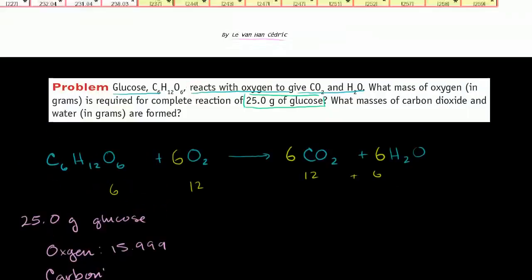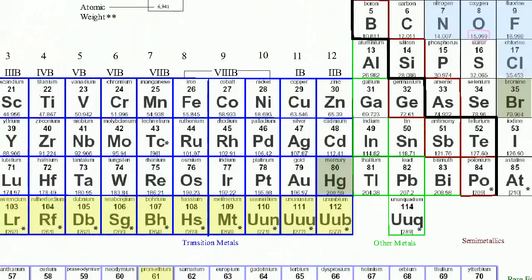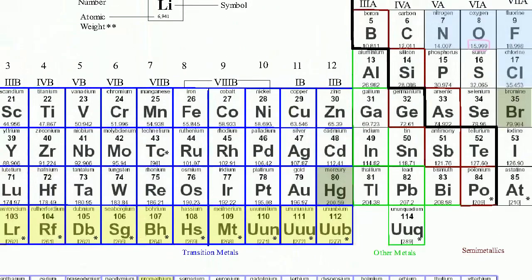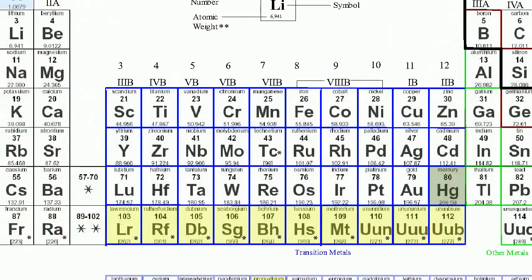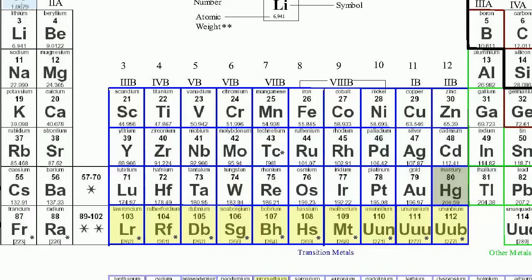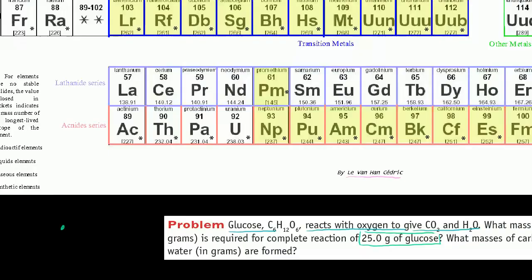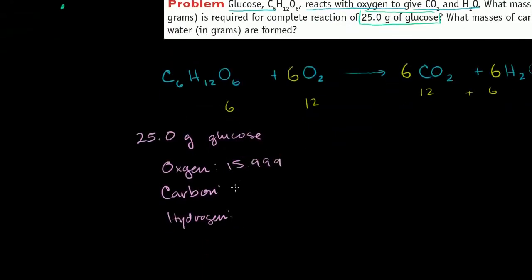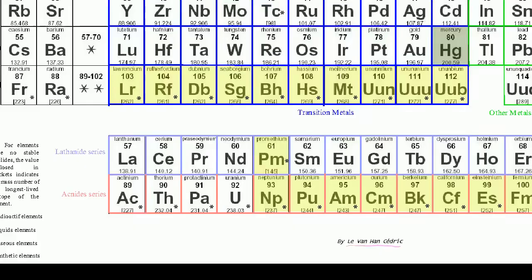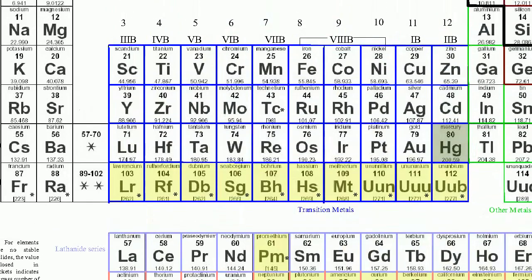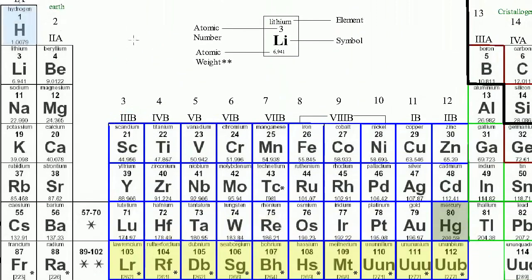Let's go back to the periodic table. We have carbon has an atomic weight of 12.011. And hydrogen is 1.0079. So let's do the carbon. 12.011. So the carbon is 12.011, and then the hydrogen, remember, atomic weights are all the weighted average of all of the isotopes on Earth, is 1.0079.